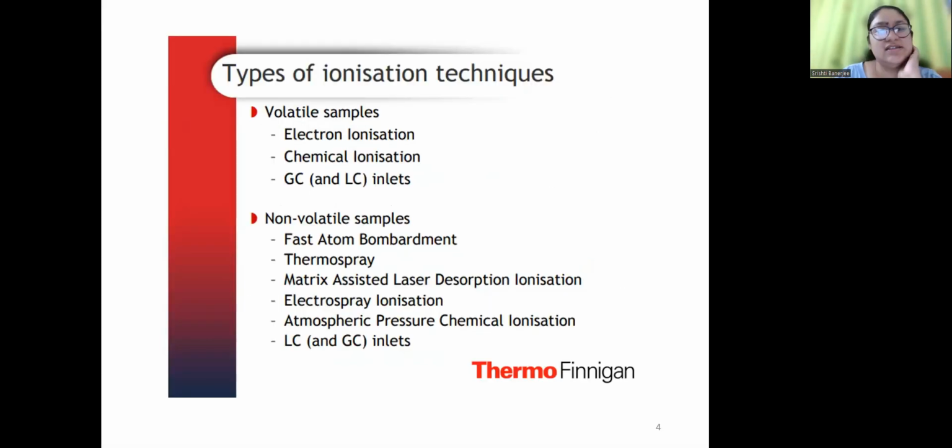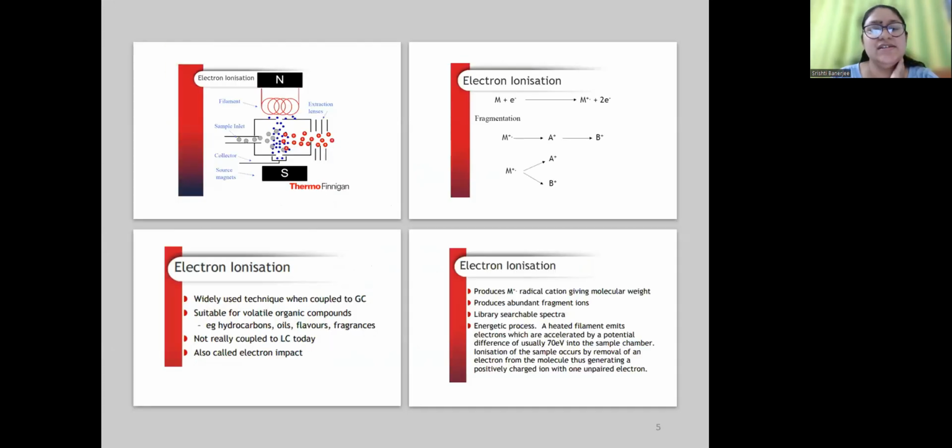One more thing let's discuss. This is for volatile samples. What we do is electron ionization and chemical ionization. I just want to briefly discuss these. These are also widely used techniques coupled to GC, gas chromatography, and not LCMS. What happens here is an M plus radical ion is produced that gives a particular molecular weight, and it can be detected. So if you see here, it leaves with a couple of unpaired electrons.